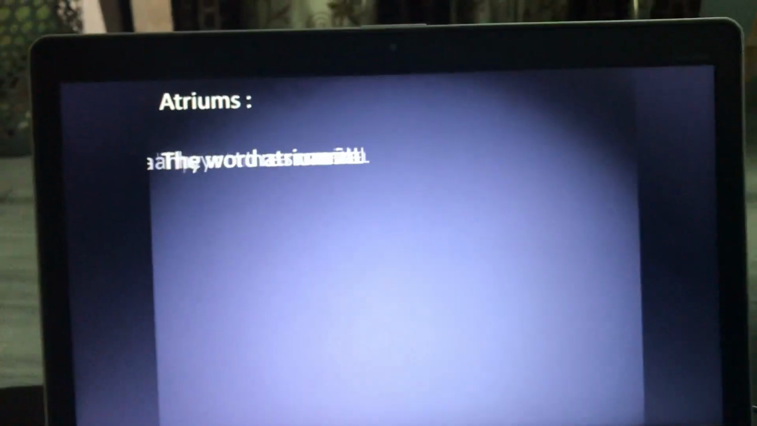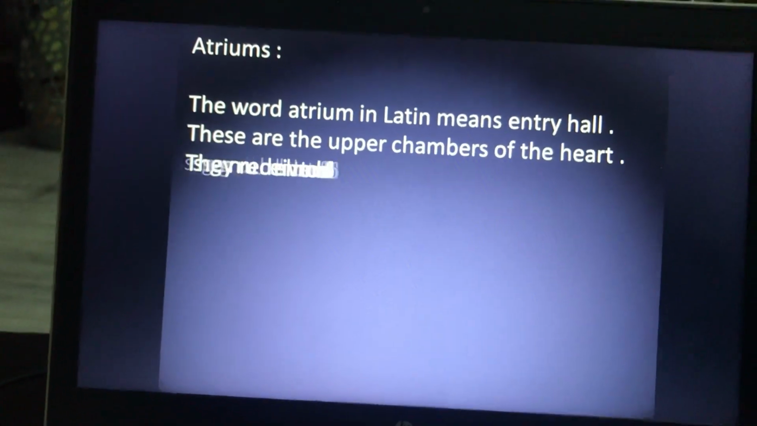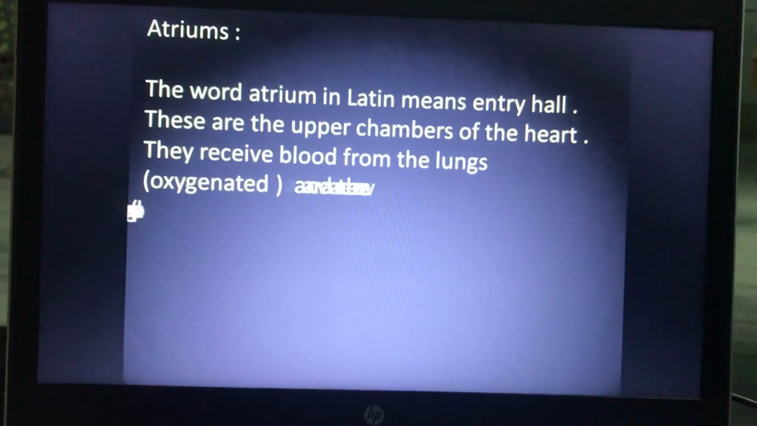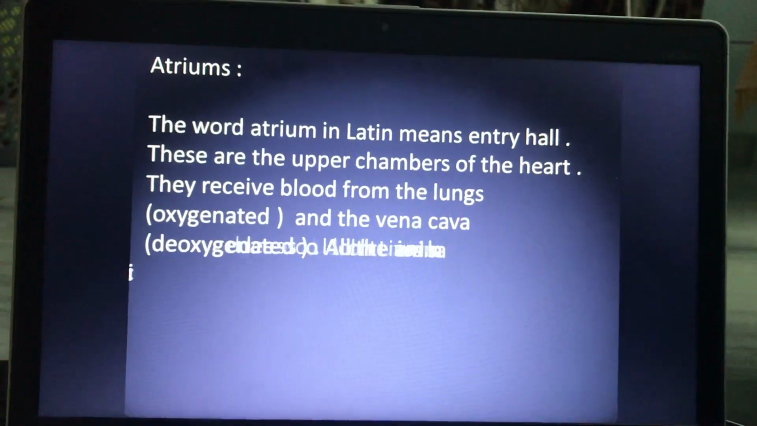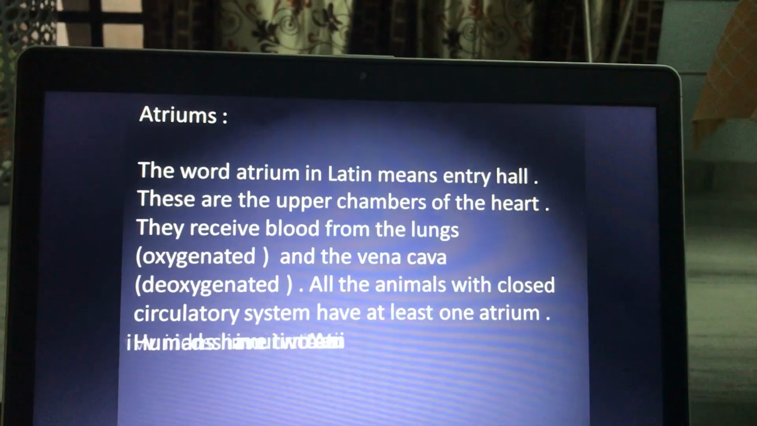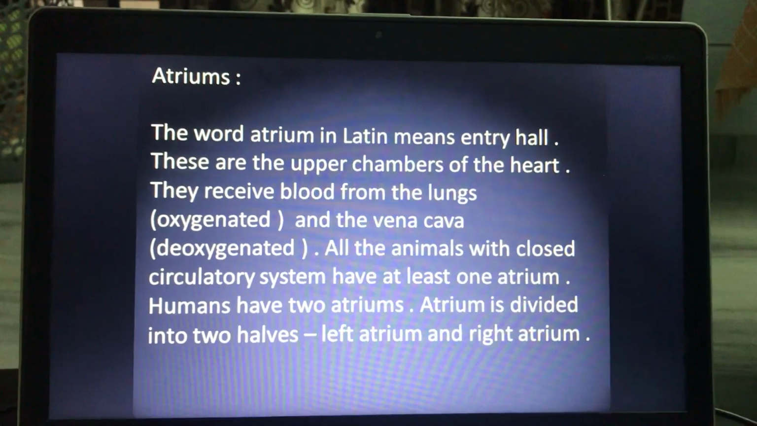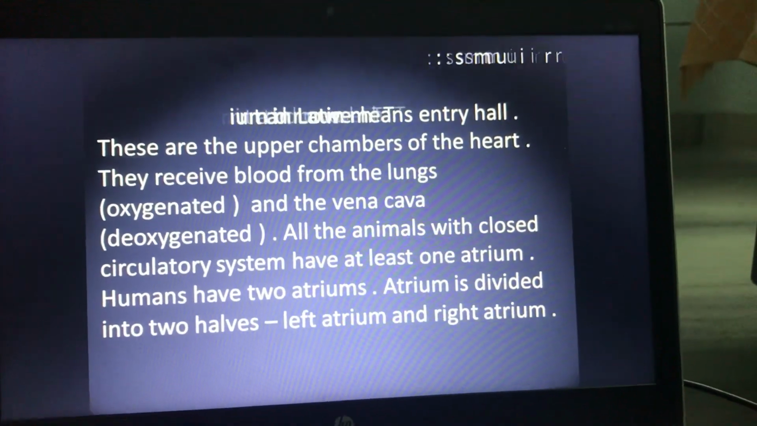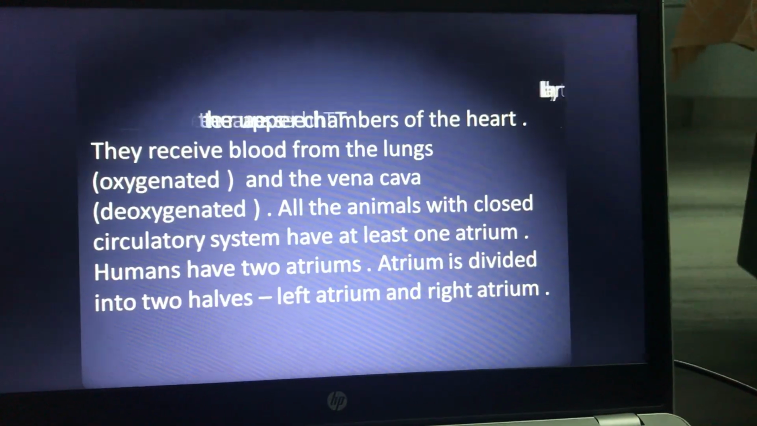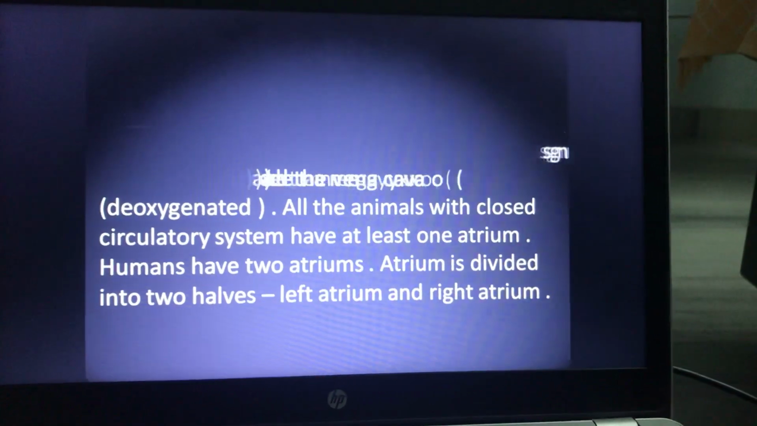So what are atriums? Atrium is a Latin word which means entry hall. So from this you can analyze that atrium must be receiving blood from somewhere. Yes, of course, it receives blood from lungs and from vena cava. It receives both oxygenated and deoxygenated blood. All the animals with a closed circulatory system have at least one atrium. Humans have two atriums, which are left and right atrium.